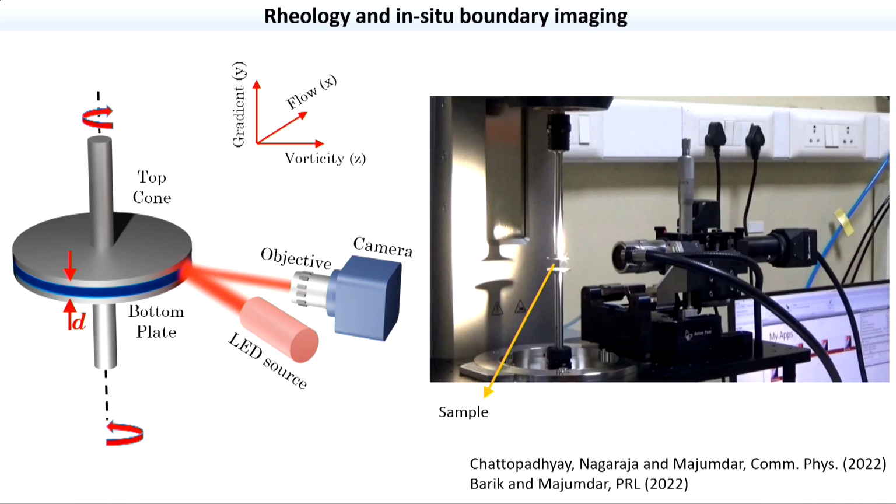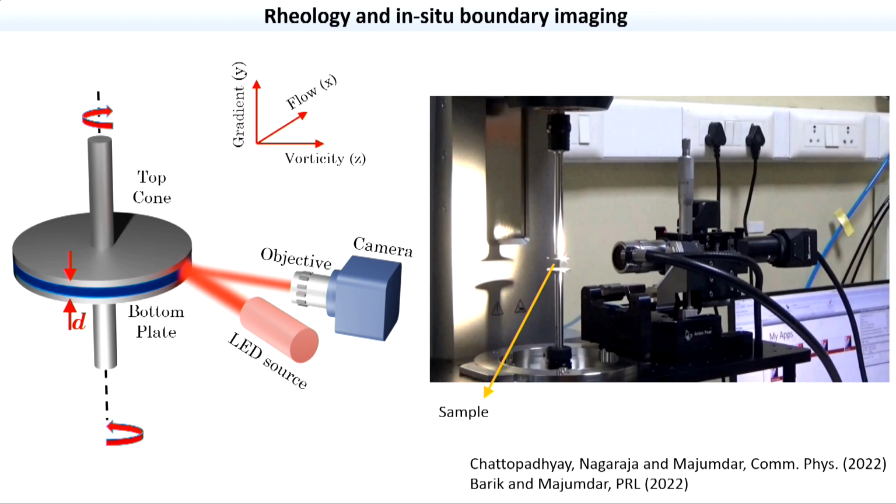So you have a top plate and a bottom plate. Actually, the top plate is a very small angle cone, just for stress homogeneity. But this gap is around 500 to 600 micron, and the particles are around 600 nanometer. So it's a 3D system basically. But this gap is smaller compared to this dimension, because the size of the plate is typically 25 millimeter radius.